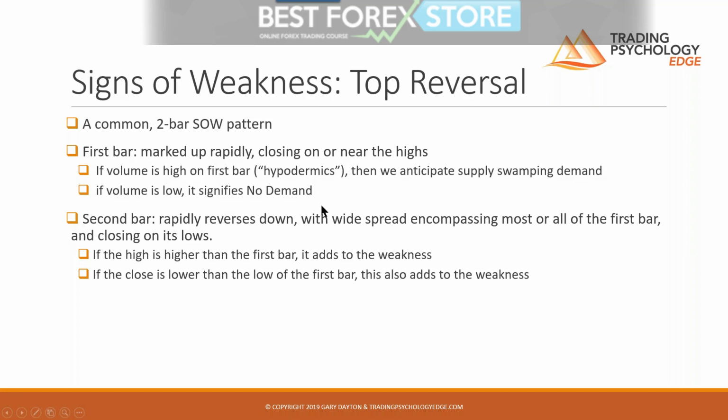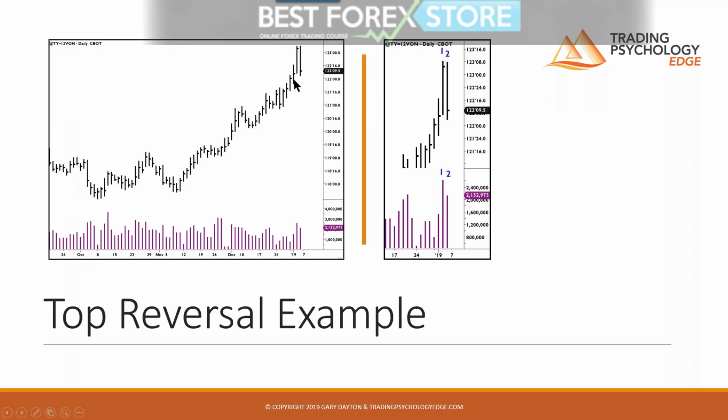The second bar, remember this is a 2-bar pattern, comes down right away with widespread, and it should encompass most or all of the first bar, and closes on or near its lows. Now, if the high is higher than the first bar, in other words, if it went up above the high of the prior bar, couldn't hold it, and then came down, that adds to the weakness. And if the close is lower than the low of the first bar, it also adds to the weakness. So you can see it right there.